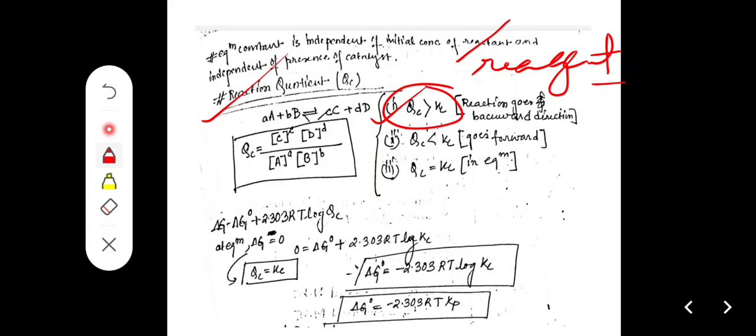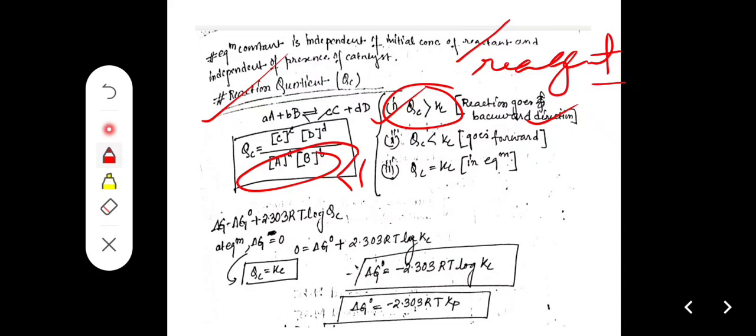Qc greater than Kc when the reaction goes in the backward direction. That means when going backward, the reactant concentration should be low, so the denominator is low, meaning Qc is overall higher than Kc. When the reaction goes forward, Qc is lesser than Kc. And at equilibrium, Qc equals Kc.